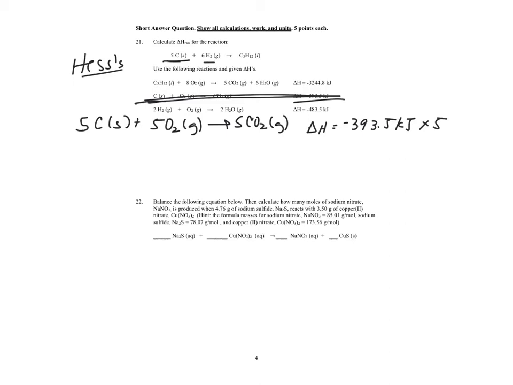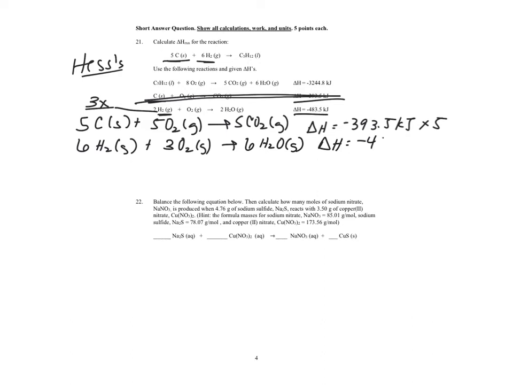All right, now we can go to the hydrogen. So here we have hydrogen. We found hydrogen. It's on the correct side, it's on the reactant side, but this has a 6. So we need to do, all right, so now we see that if we multiply this by 3, so if we do multiply everything by 3, we could get the 6. So we're going to do 6 hydrogen plus 3 oxygen goes to, 3 times 2 is 6 water. And then we have to multiply this by 3. So that delta H becomes negative 483.5 times 3. And then we can just do that, right?